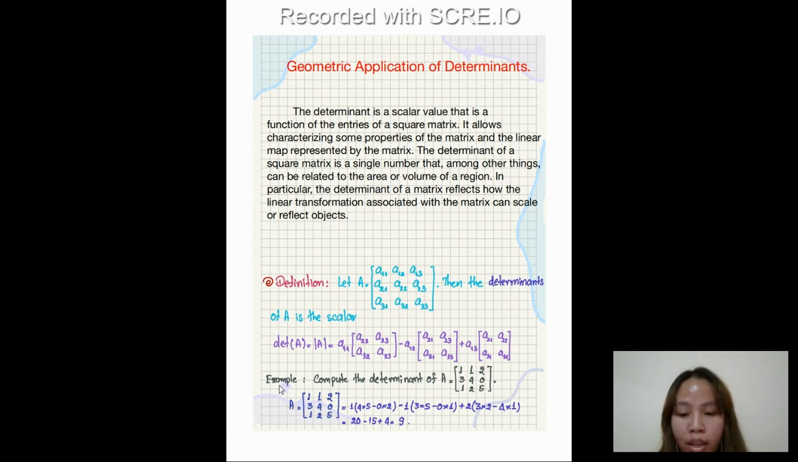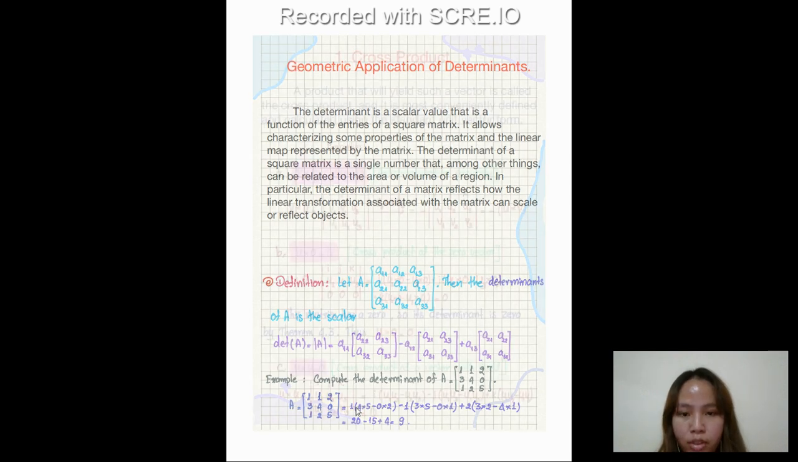And here is the example. Compute the determinant of A equal to the values 1, 1, 2, 3, 4, 0, 1, 2, 5. And here is how we calculate it, as I showed you before.